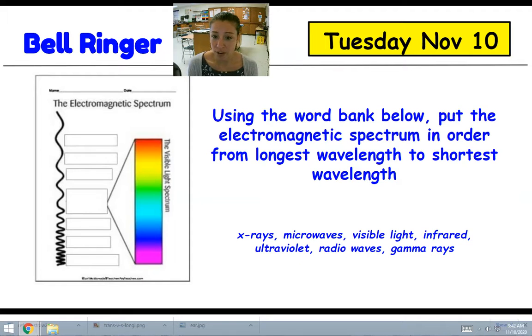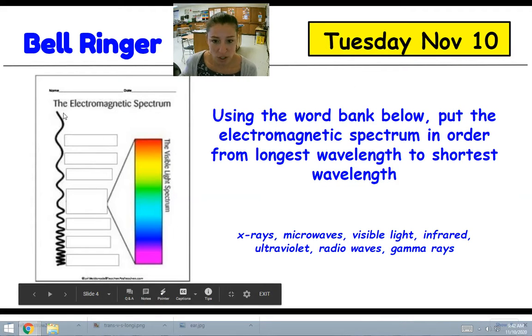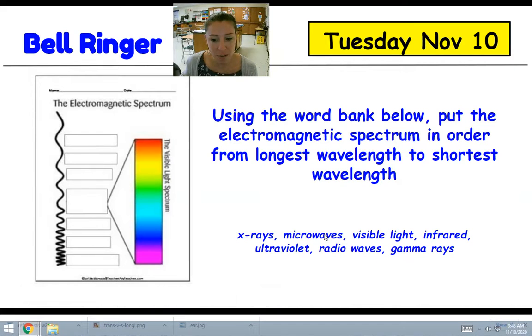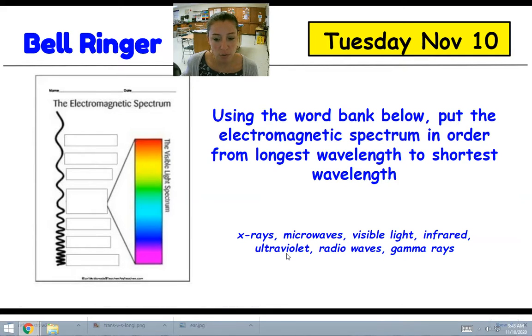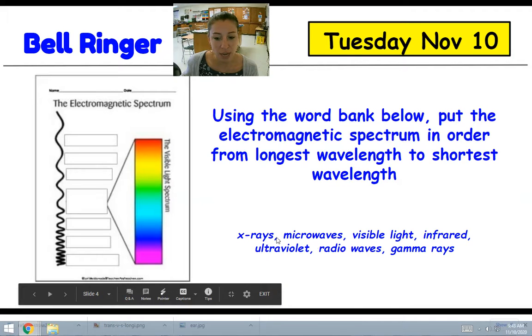All right, you should have filled this out on your own, because that will only benefit you on your quiz to see what you know. The correct answers are, if I start with the longest wavelength, radio waves, followed by microwaves, followed by infrared waves. Smack dab in the middle is visible light. And then we have ultraviolet waves, X-rays, and then gamma rays is the last one.